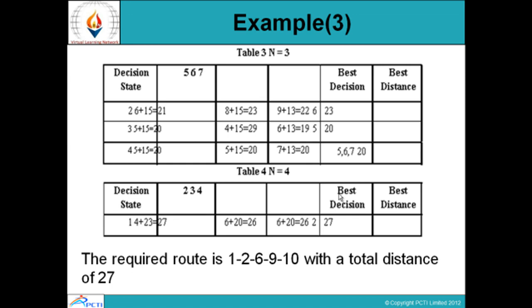Then table 3, n equal to 3, decision state 5, 6, 7: 6 plus 15 equal to 21, 5 plus 15 equal to 20, 8 plus 15 equal to 23, 4 plus 15 equal to 19, 5 plus 15 equal to 20, then 9 plus 13 equal to 22, 6 plus 13 equal to 19, 7 plus 13 equal to 20. Best decisions 23 and 20. Then table 4, n equal to 4, decisions 4 plus 23 equal to 27, 2, 3, 4, then 6 plus 20 equal to 26, then 27. The required route is 1, 2, 6, 9, 10 with a total distance of 27.